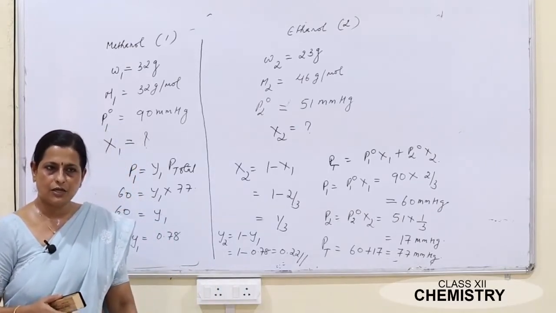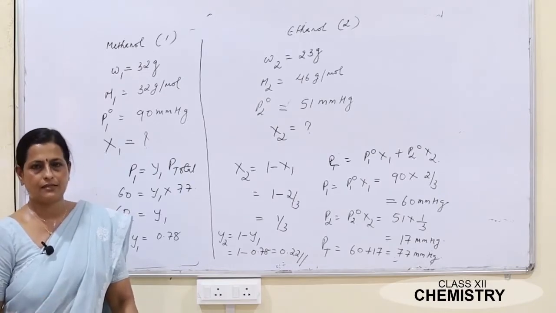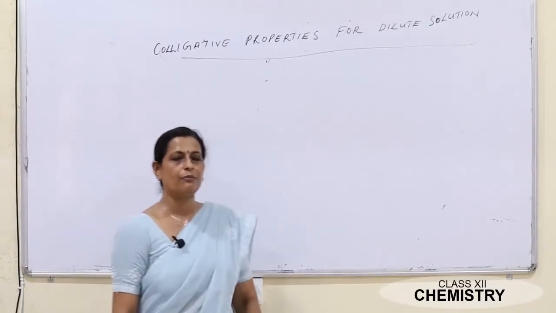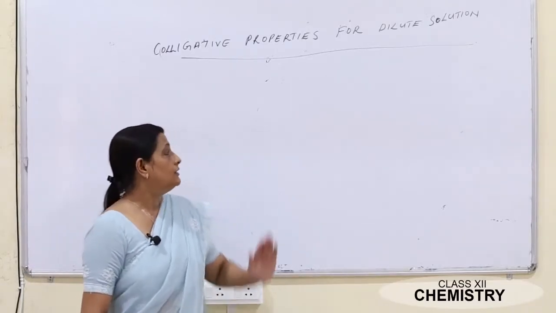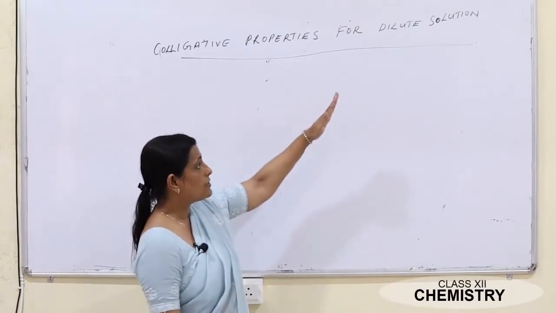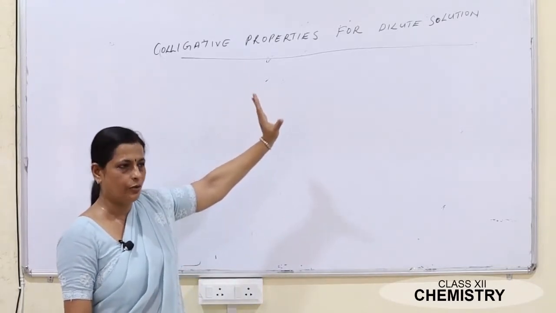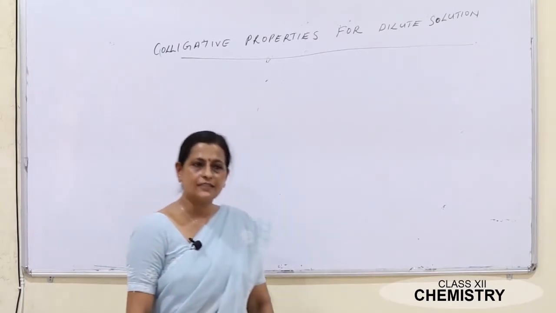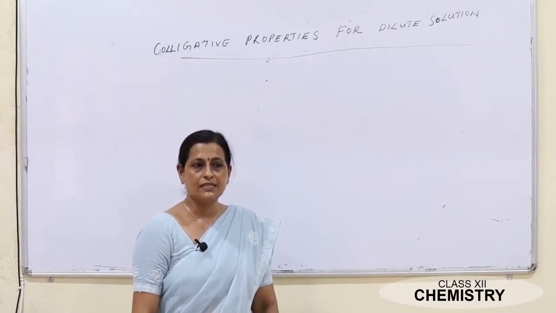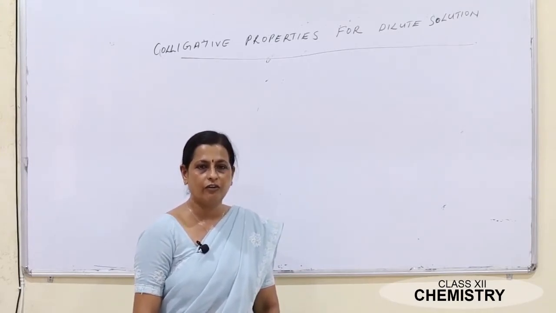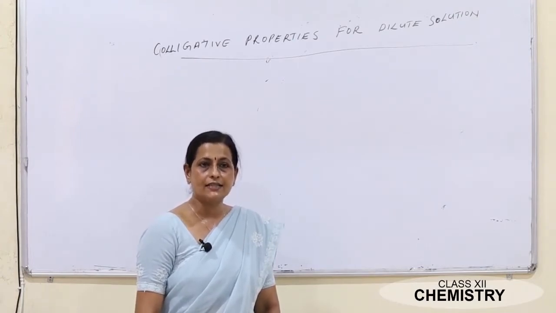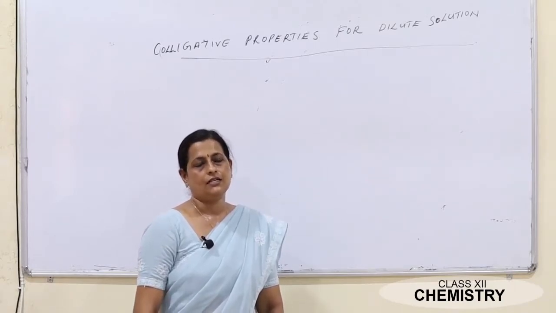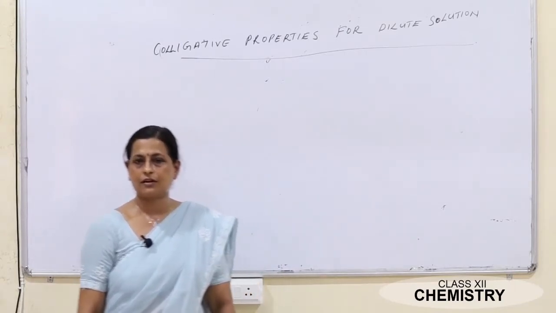So now we'll go to the next topic, that is colligative properties. Next we'll study colligative properties for dilute solution. It's a very important topic because all dilute solutions follow these colligative properties. So what is a colligative property? It is the property of a dilute solution which depends upon the amount of non-volatile solute added in the solution and does not depend upon the nature of the non-volatile solute. So that is known as colligative property.